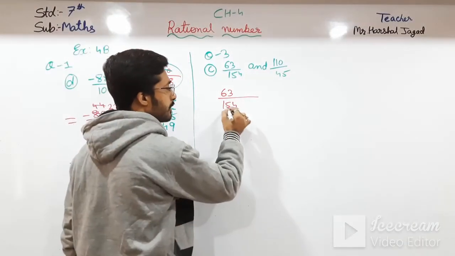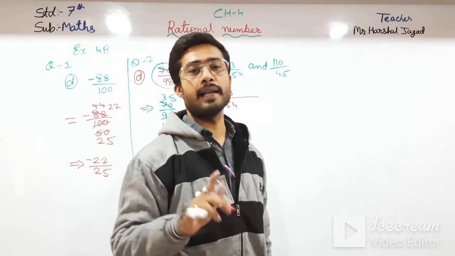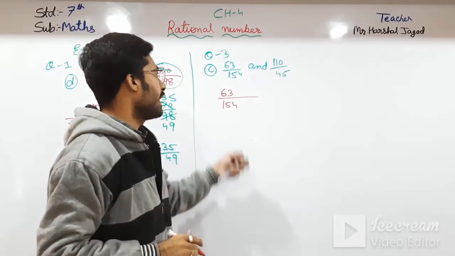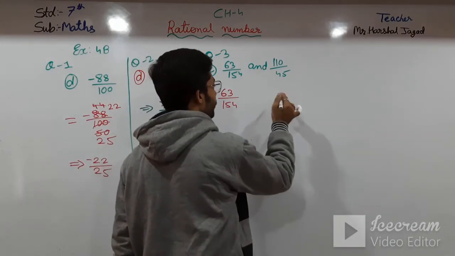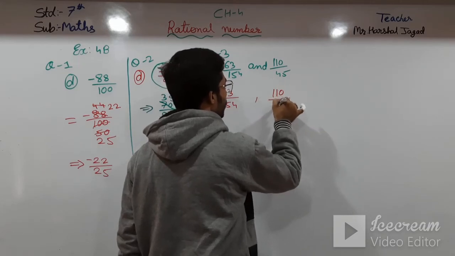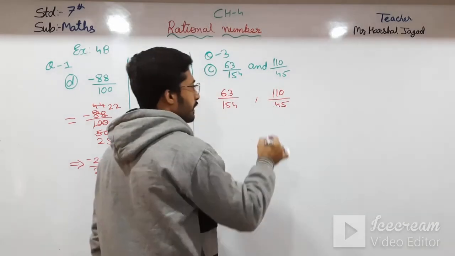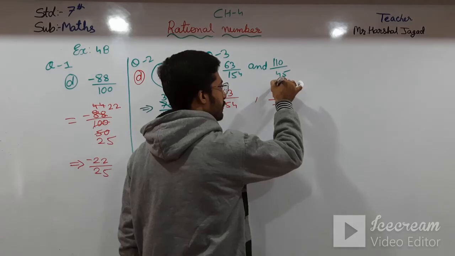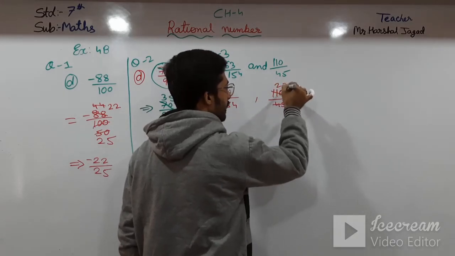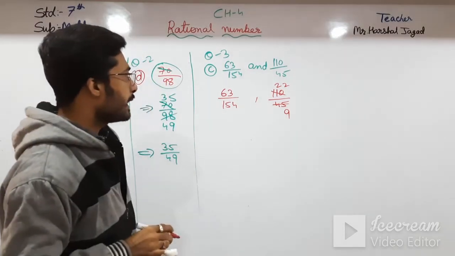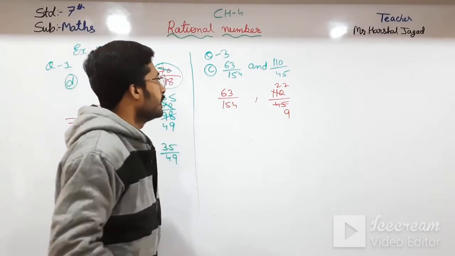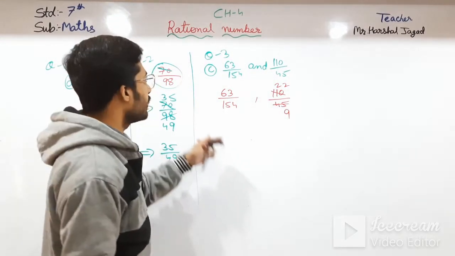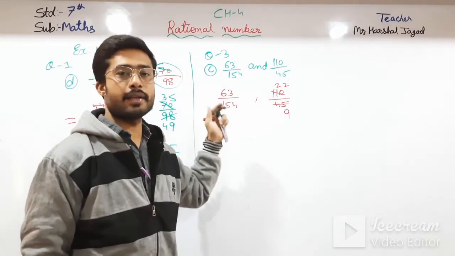Why? Because 5 plus 5 will be 10, it is not divisible by 3. And here 6 plus 3, that is 9, that is divisible by 3. And this one, 110 by 45, can be divided with 5. 5 9s are 45 and 5 2s are 10 and 5 2s are 10. 22 by 9. In the 22 table I don't think 63 came, and in the 9 table 154. Okay, so I don't think these are equivalent rational numbers.